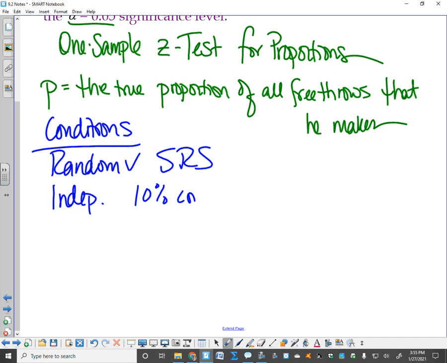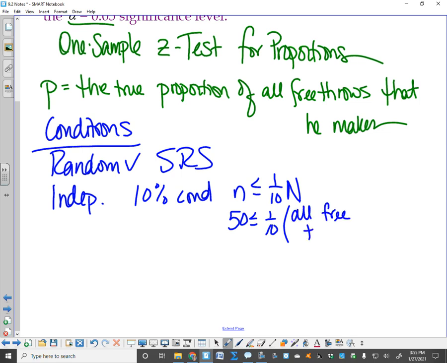10% condition, little n, big N. Little n was 50. All right, now big N. Now again, this is not P, this is my population. So these are going to be all his free throws, not all the free throws that he makes, just all his free throws. Normal, LCC.